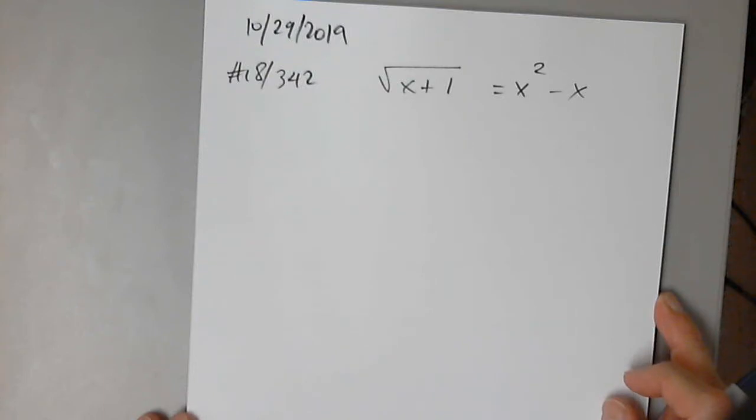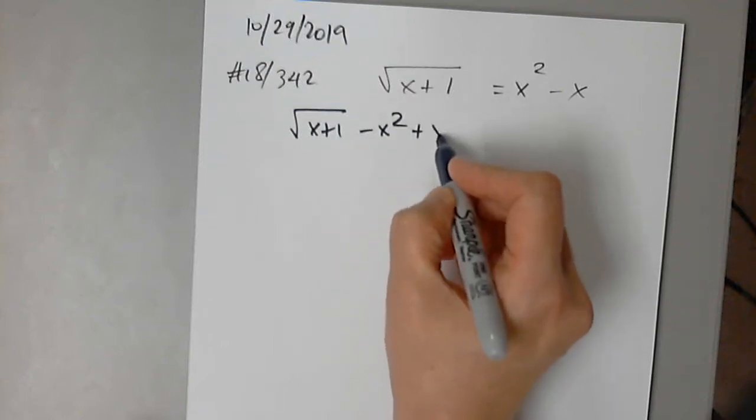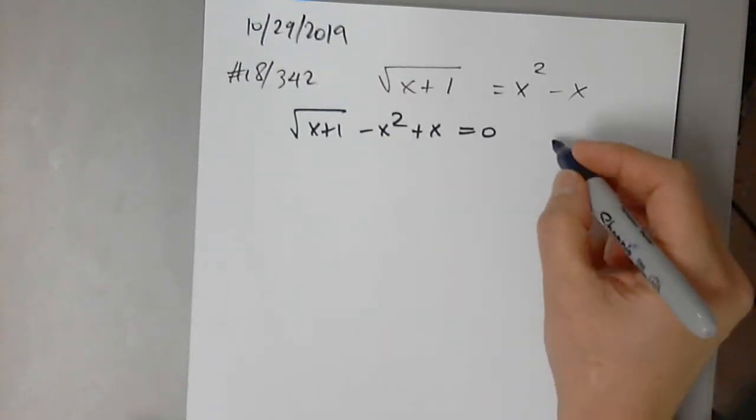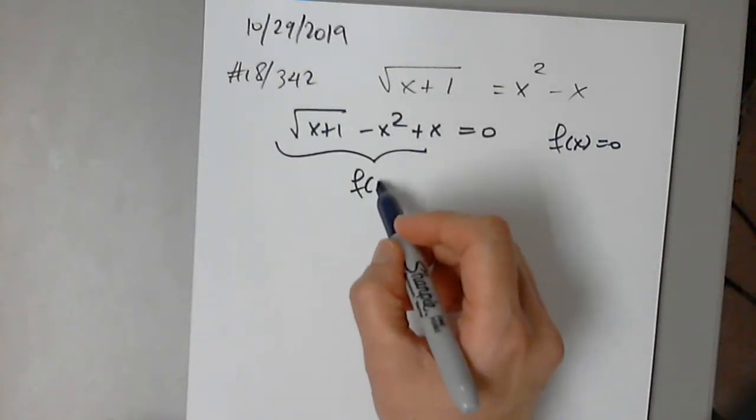We need to create a function. So this is the square root of x plus 1 minus x squared plus x equals 0. We are trying to solve the equation f of x equals 0. So this is our function f of x.